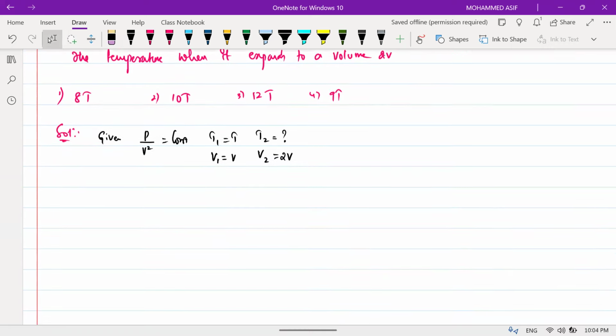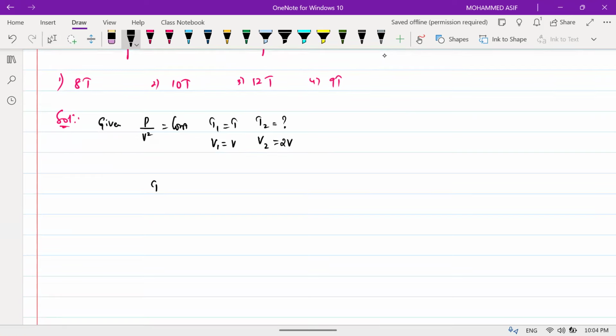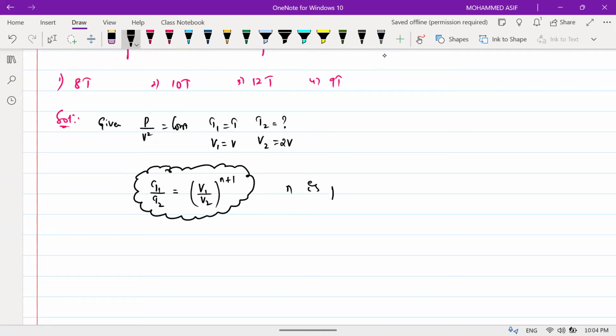ऐसे वाले कंडीशन में क्या करो, डायरेक्टली यू कैन यूज दिस डायरेक्ट शॉर्टकट फॉर्मूला, अदरवाइज इट विल टेक टाइम. T1 divided by T2 is equal to (V1 divided by V2) to the power of n plus 1. This is your shortcut formula. Here n is the power of volume.